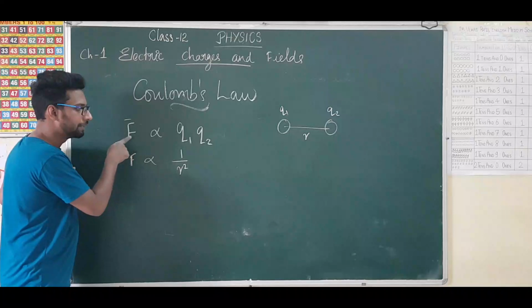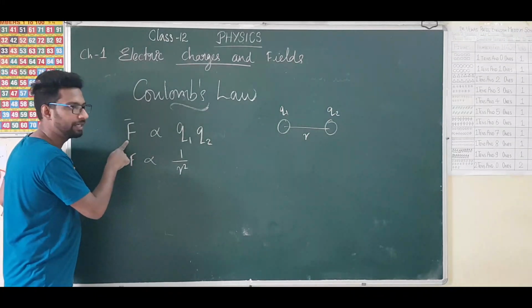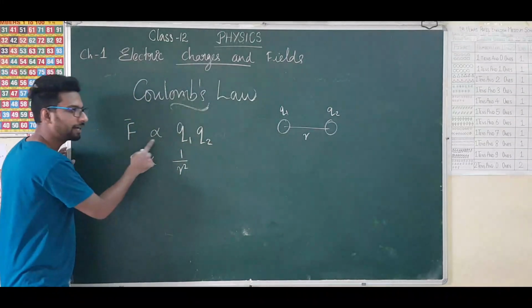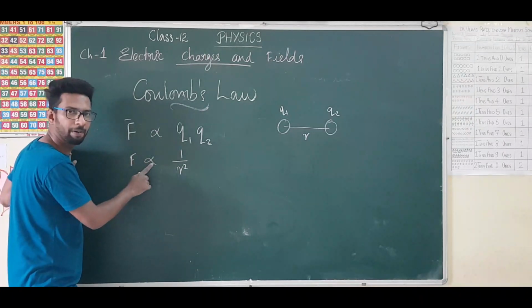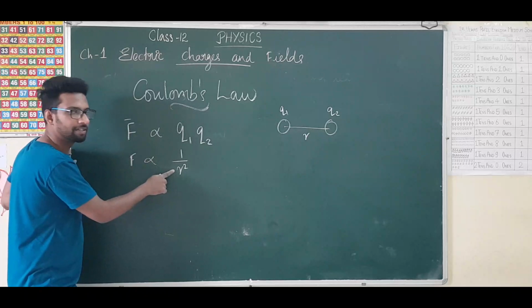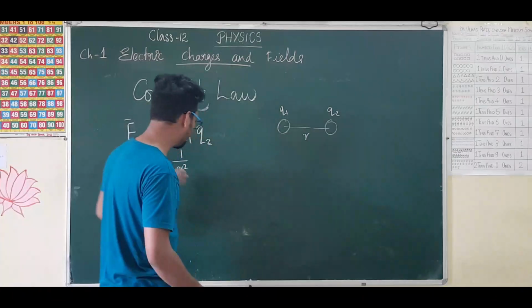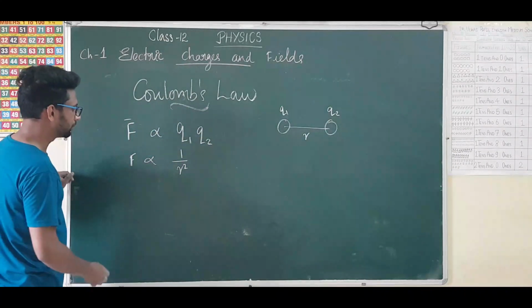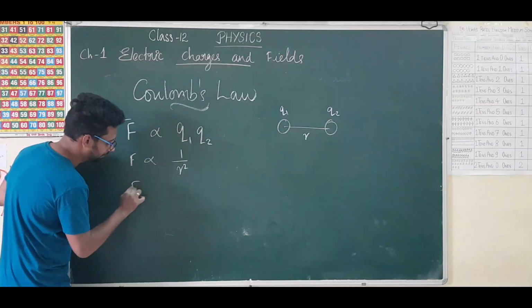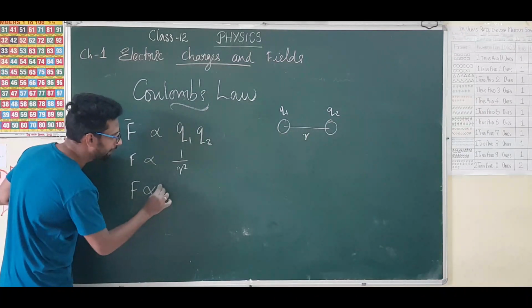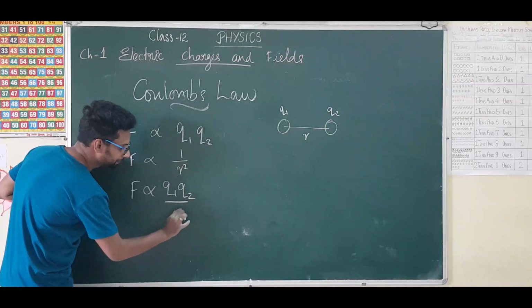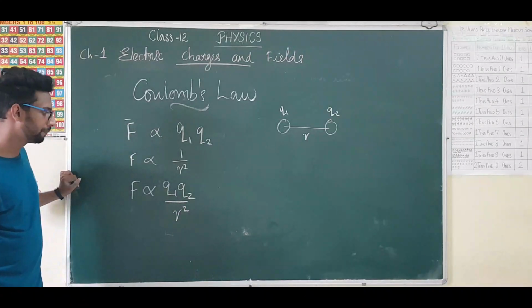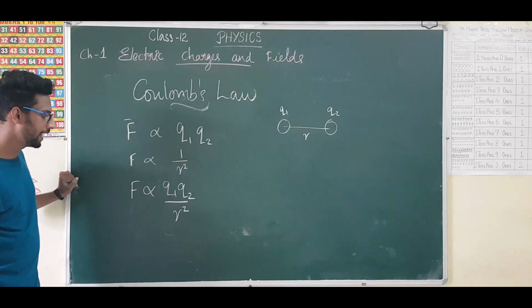So I will repeat, the force of attraction or repulsion between two charges is directly proportional to the product of the magnitudes of the two charges and inversely proportional to the square of the distance between the two charges. So we can combine these proportionality relations in a single step. Then F is directly proportional to Q1 Q2 divided by r square.